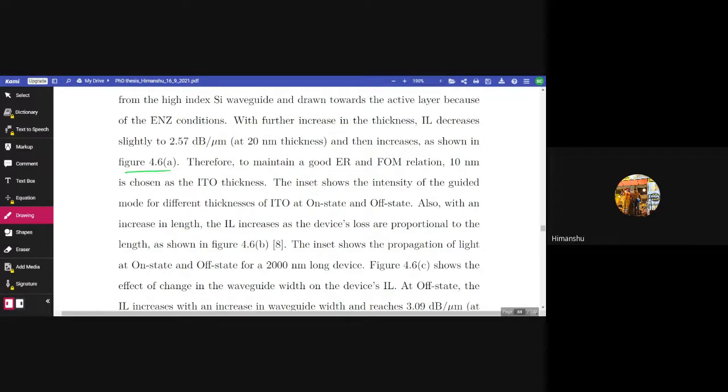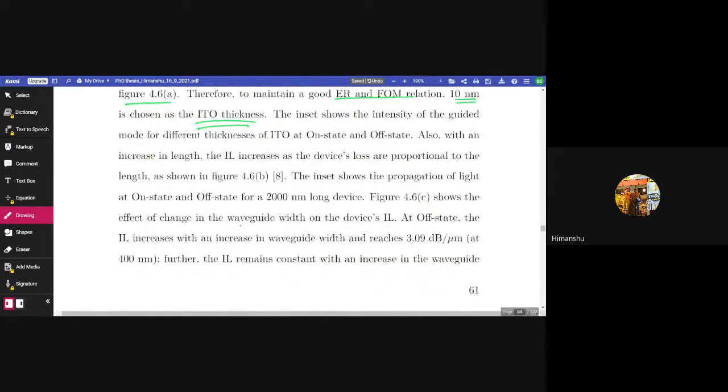Therefore, to maintain a good ER and FOM relation, 10 nanometer is chosen as the ITO thickness. The inset shows the intensity of the guided mode at different thicknesses of ITO at on-state and off-state. Also, with an increase in length, the IL increases as the device's loss is proportional to the length, as shown in figure 4.6b, reference 8. The inset shows the propagation of light at on-state and off-state for a 2000 nanometer long device.